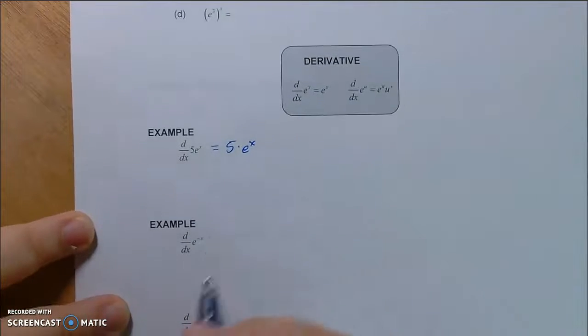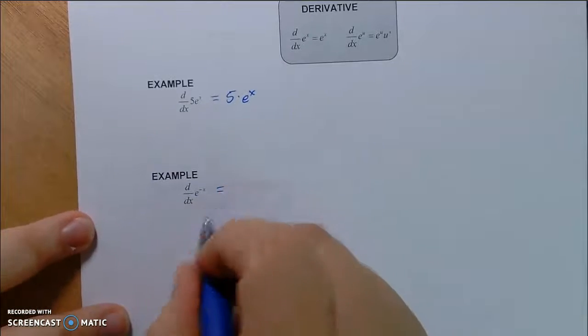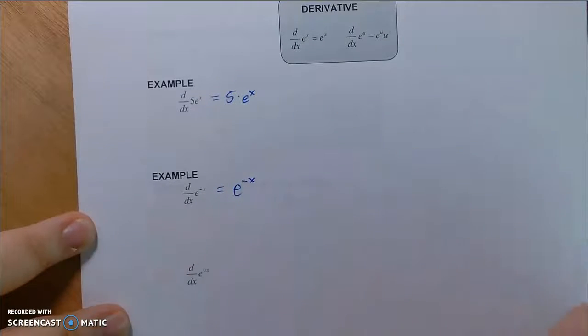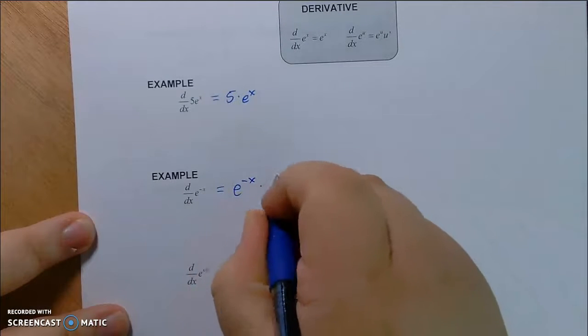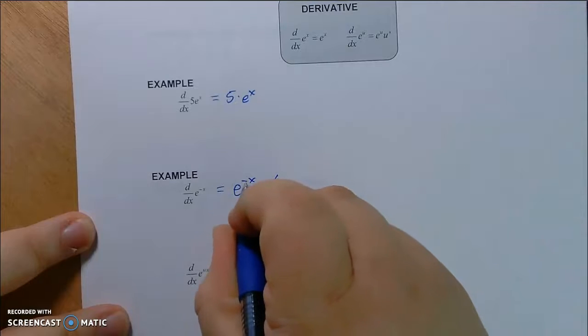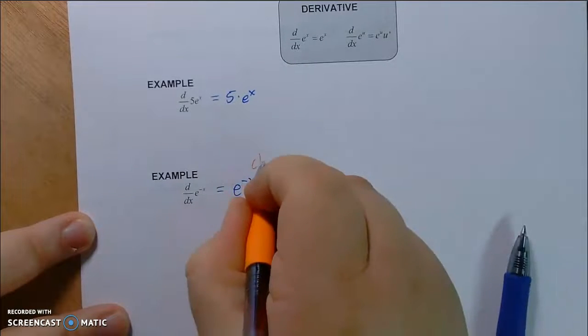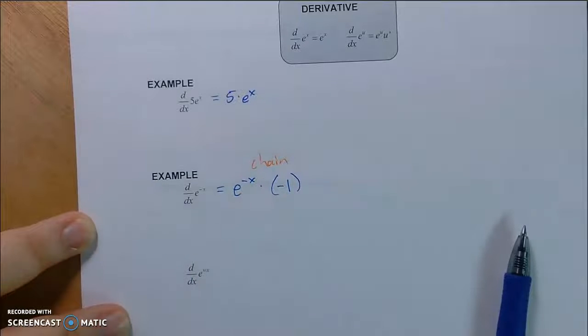Easy peasy. Here, this next example, the derivative of e to the negative x, it's going to be e to the negative x. We just repeat it, and then we multiply by the chain rule. The derivative of negative x is negative 1, and that is the chain rule. Once again, the chain rule.